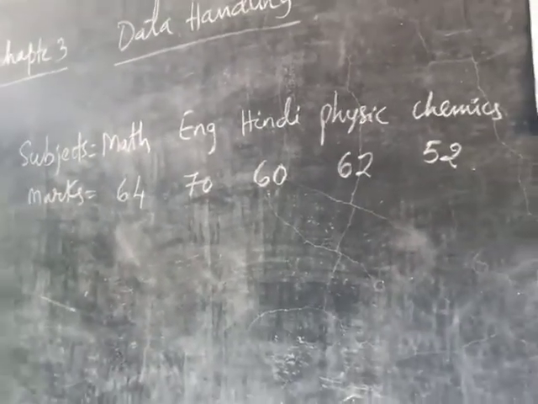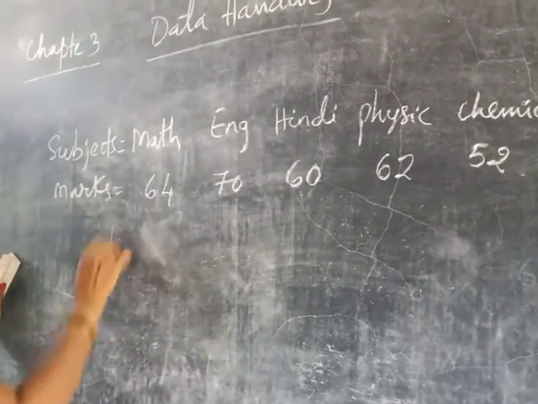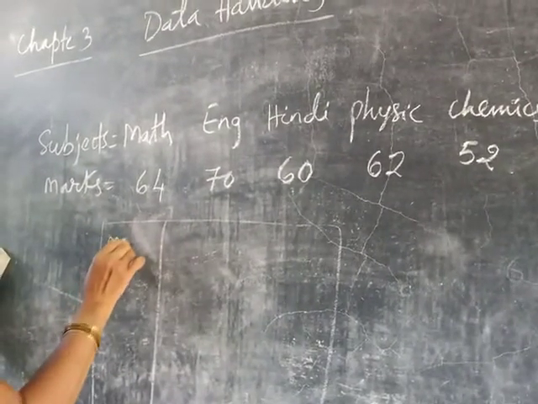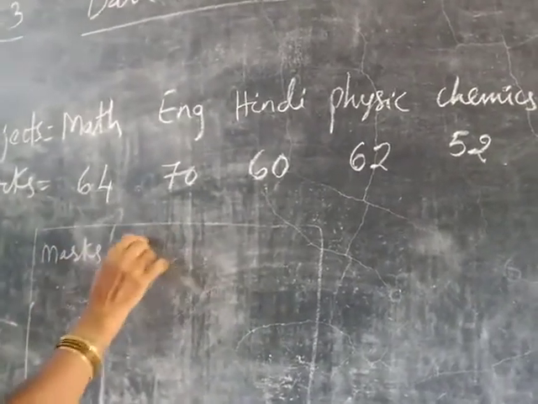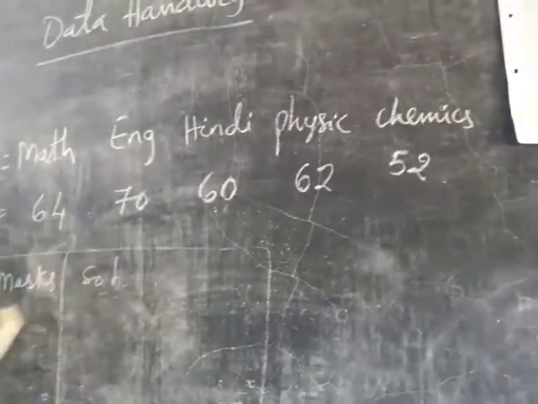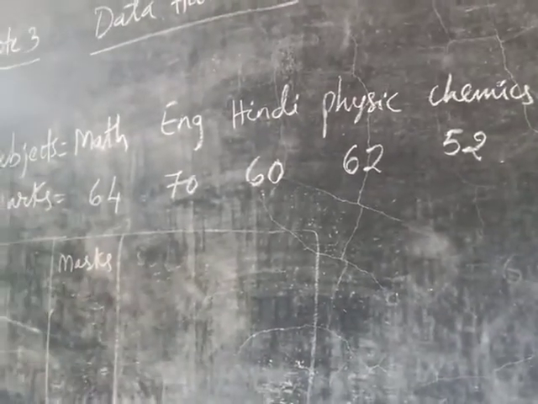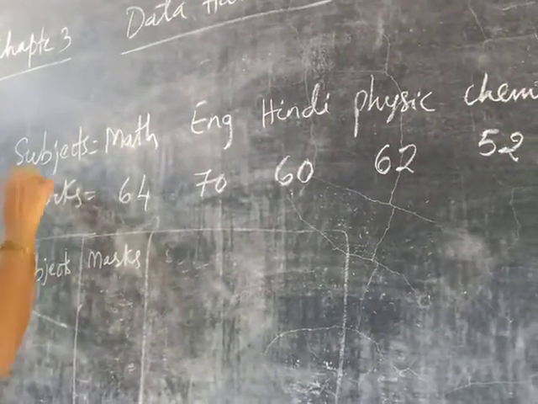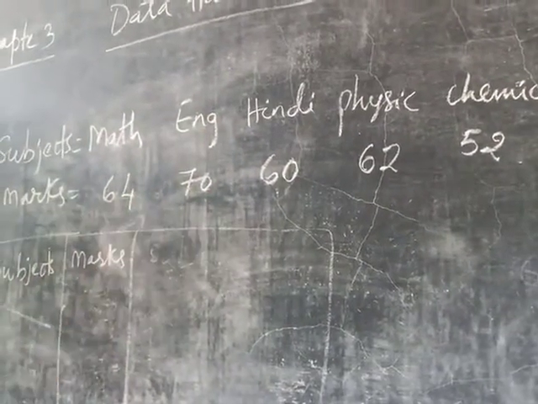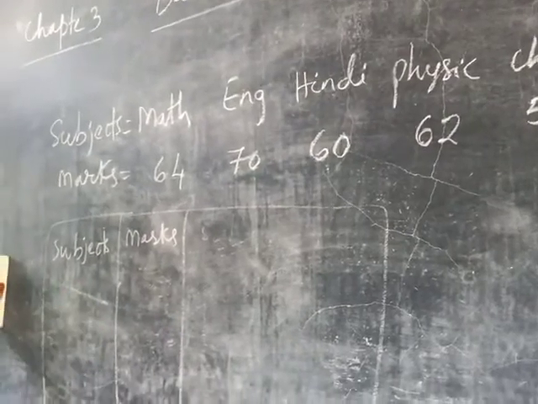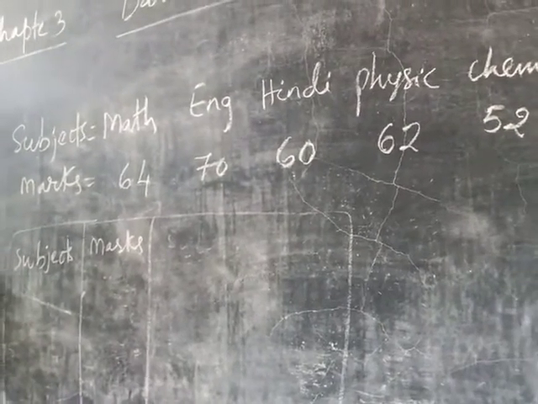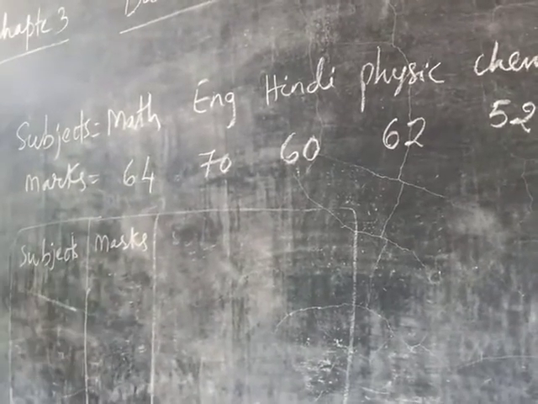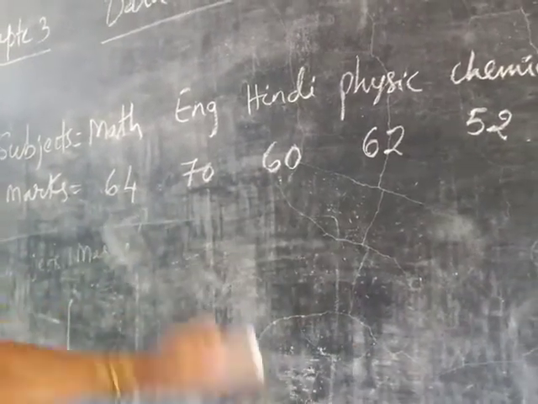Like the frequency distribution table we have studied, the data is given in the same way: this is the subject and this is the marks. Then how will you draw the bars? The bars are at equal distance. First of all, what will you take? You will take the scale.